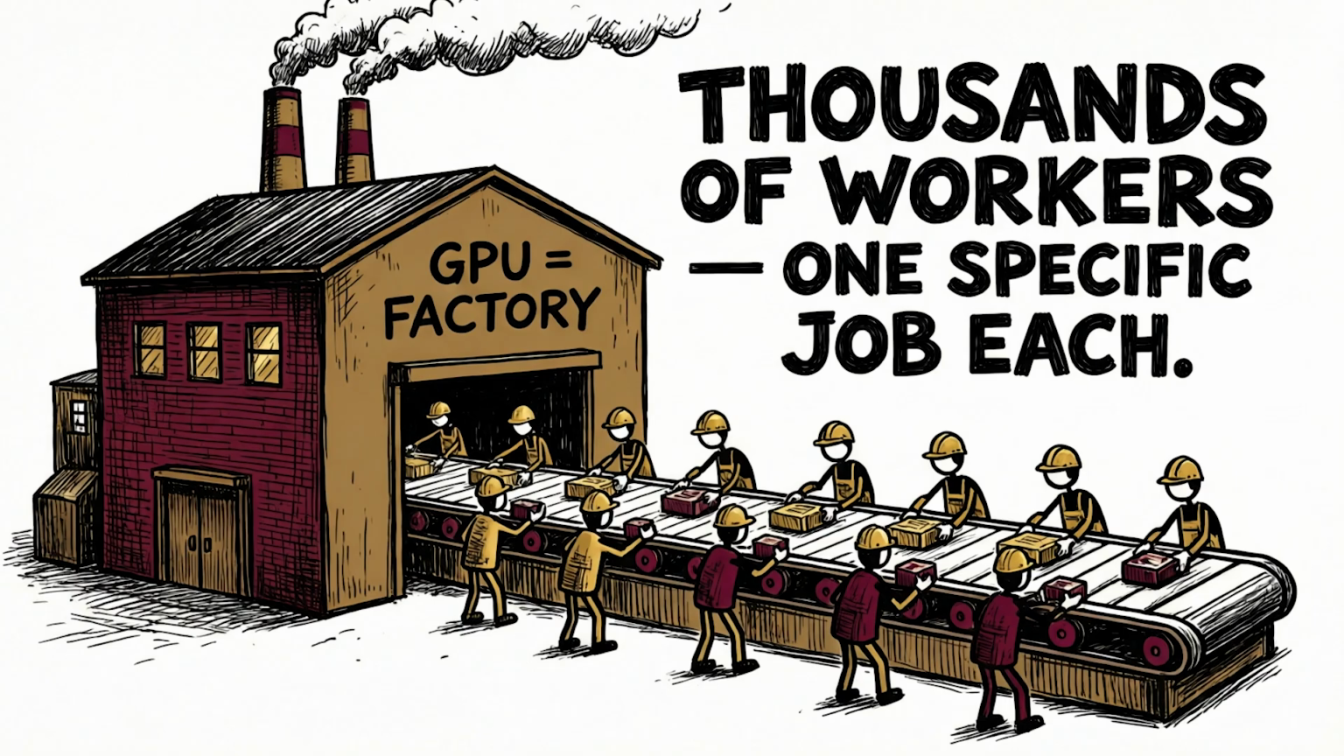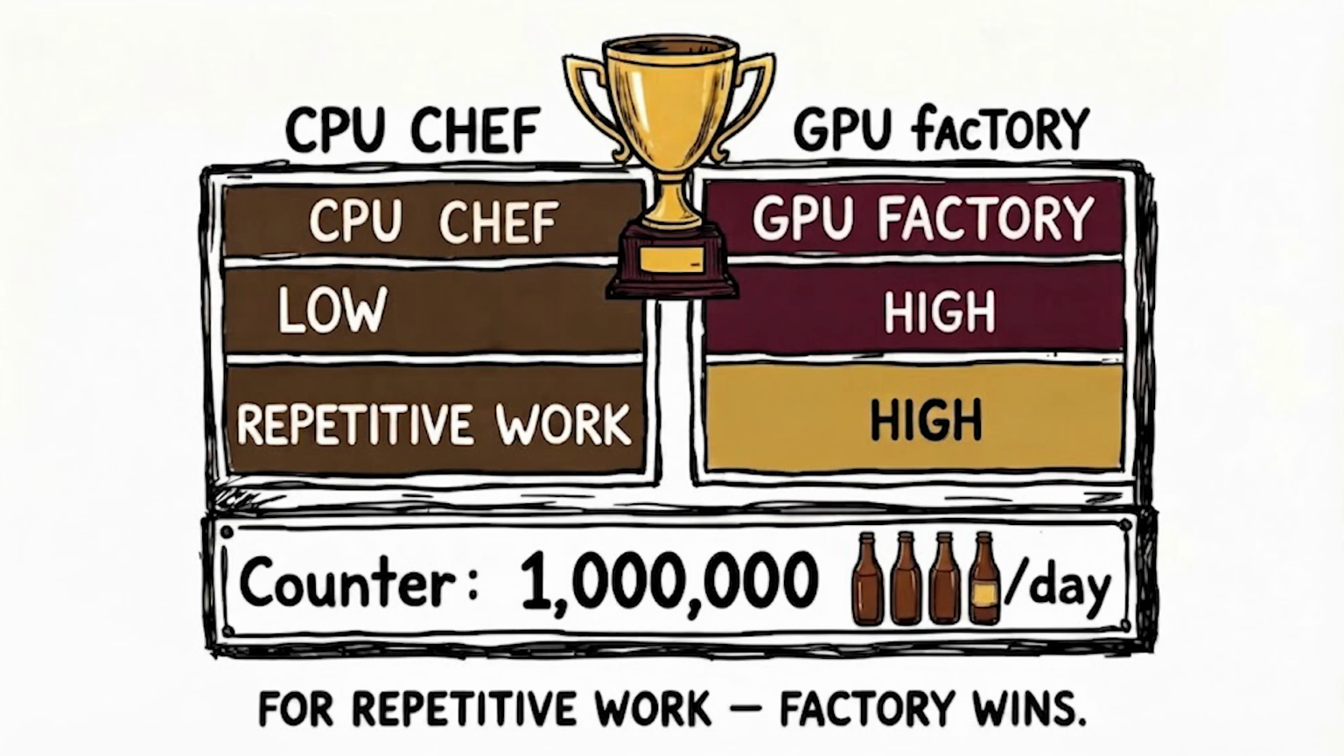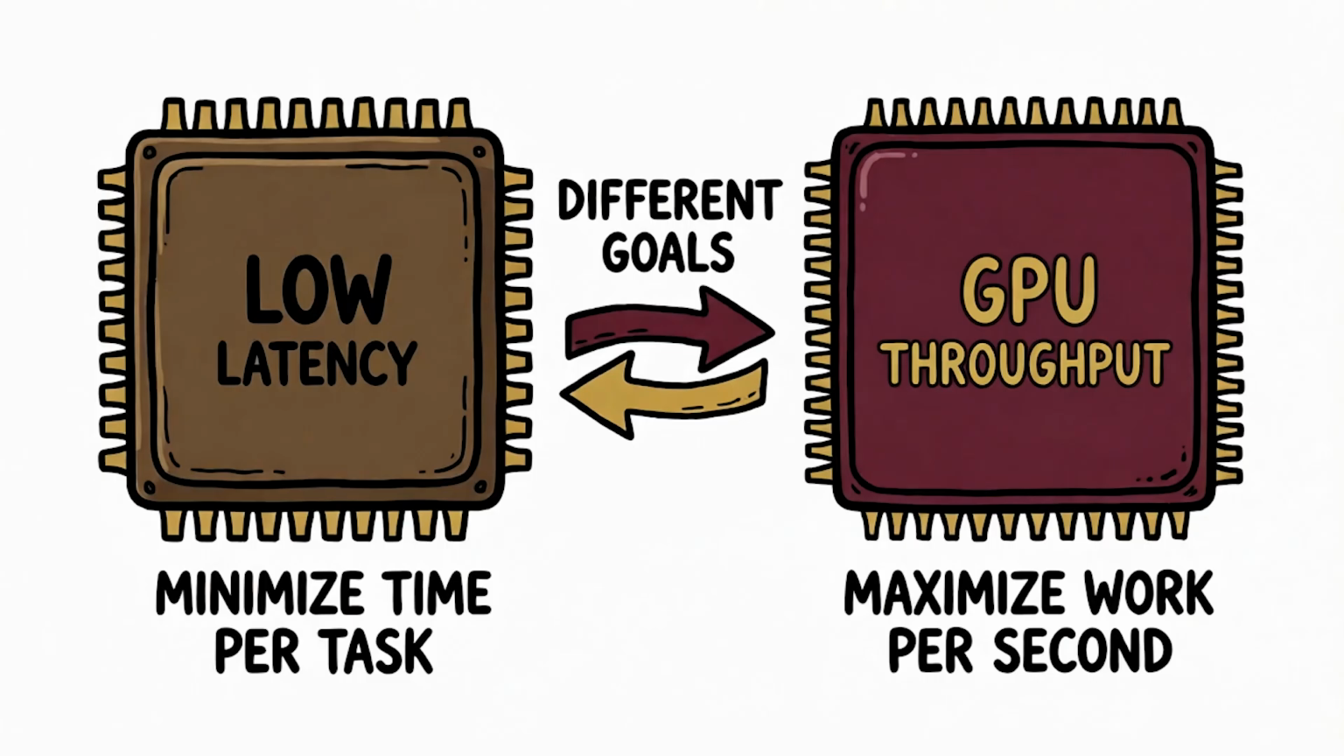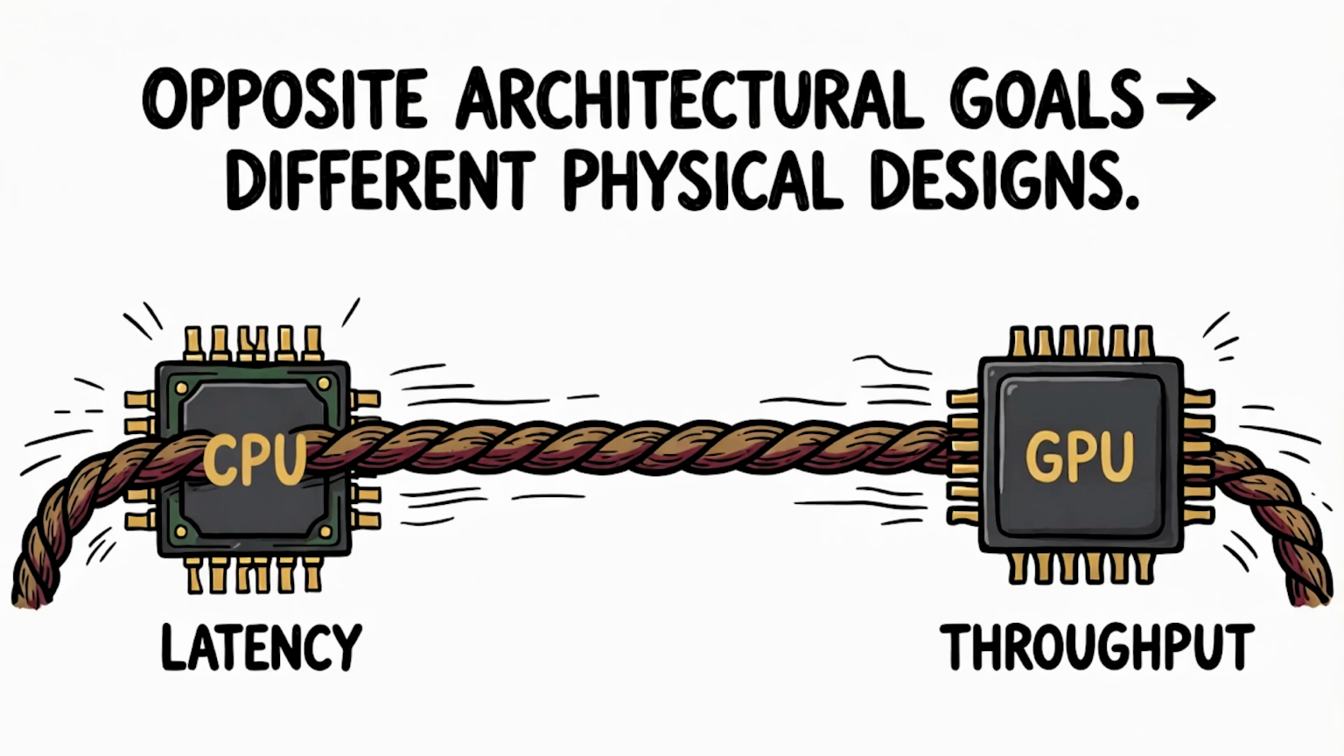A GPU is a factory with thousands of workers, each doing one specific job on a conveyor belt. Individually, they are less impressive. But if your job is producing a million identical bottles per day, the factory wins by an enormous margin. Although both CPUs and GPUs perform computation, they are optimized for different objectives. A CPU is engineered to minimize the time it takes to complete a single task, a property known as low latency. A GPU is engineered to maximize how much work gets done per second by executing thousands of operations in parallel, a property known as high throughput. These two goals pull in architecturally opposite directions, and most of the physical design differences between CPUs and GPUs follow directly from that.